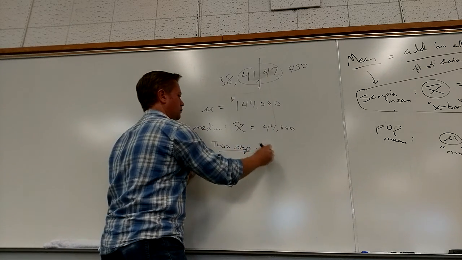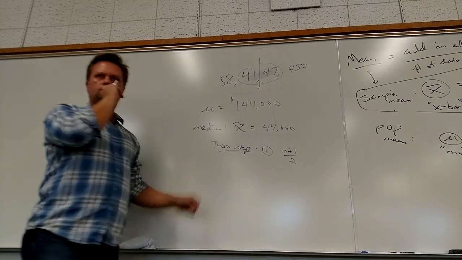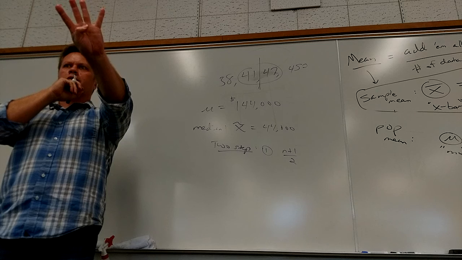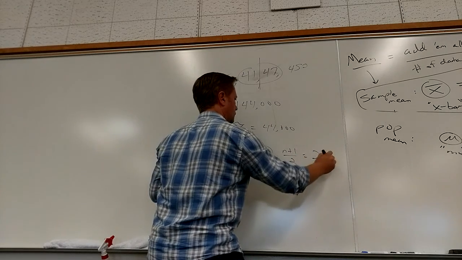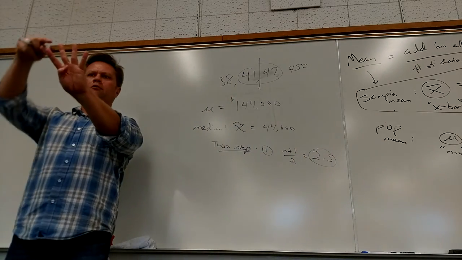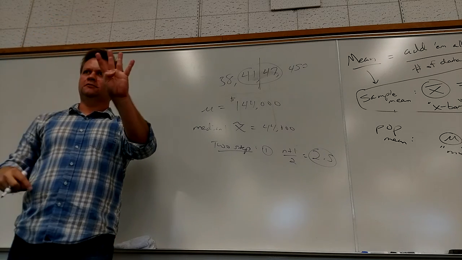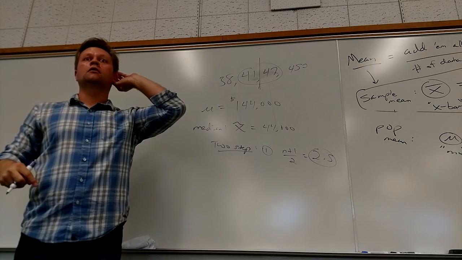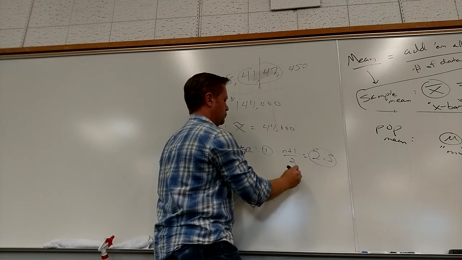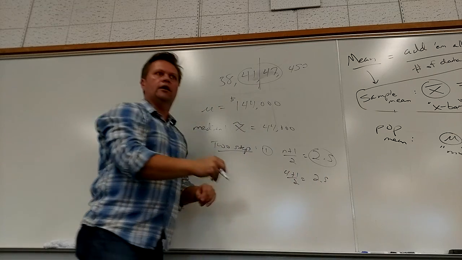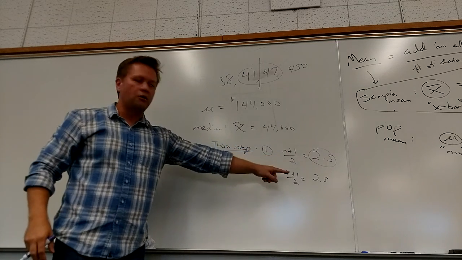So 2-step process. 1, you calculate n plus 1 divided by 2. So what's 4 plus 1 divided by 2? 2.5. So 2.5, what's the 2.5th number? The number that's between the second and third. Again, what's n? 4. So 4 plus 1 divided by 2. And the 2.5th number, the first step would be, where is the answer? Is that the 2.5th number?